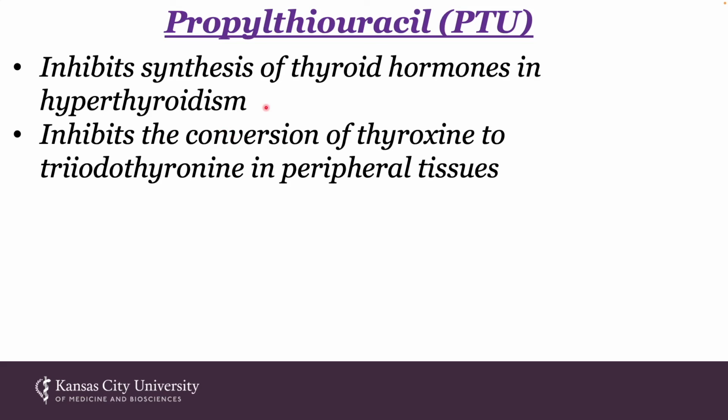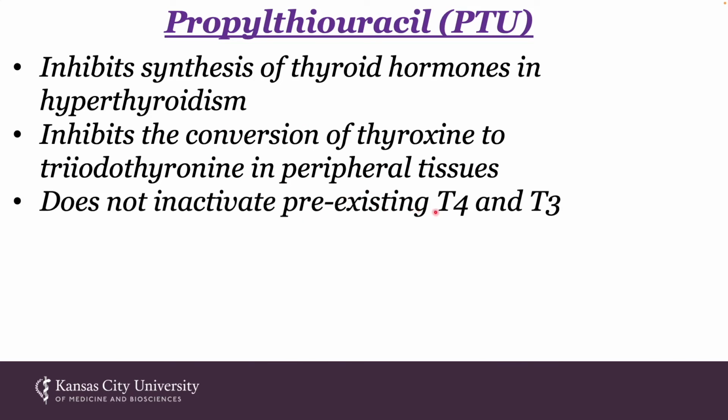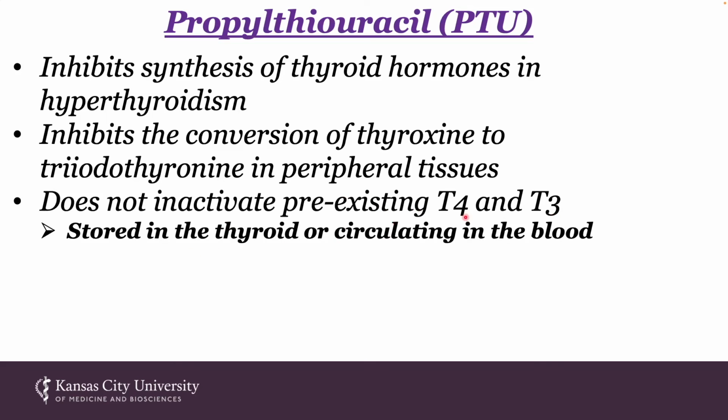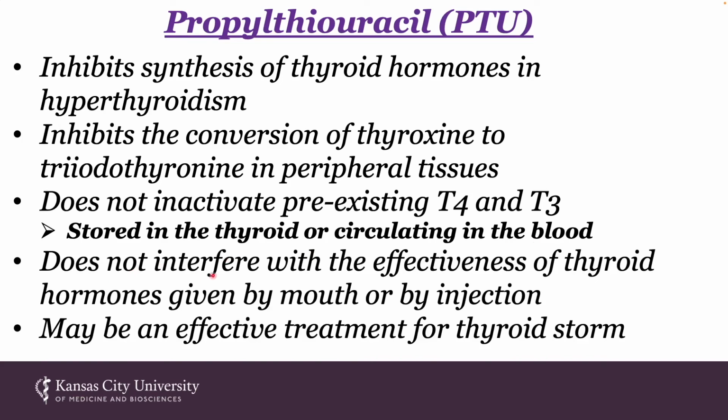This drug inhibits the synthesis of thyroid hormones and inhibits the conversion of thyroxine to triiodothyronine in peripheral tissues. It does not inactivate pre-existing T4 and T3. Incidentally, T4 and T3 are stored in the thyroid or are found circulating in the blood. This drug does not interfere with the effectiveness of thyroid hormones given by mouth or by injection, and may be an effective treatment for thyroid storm.